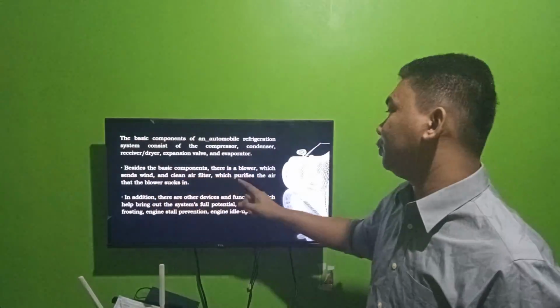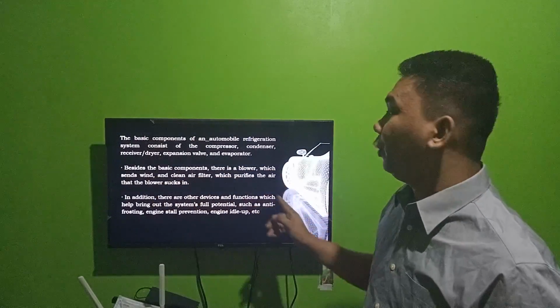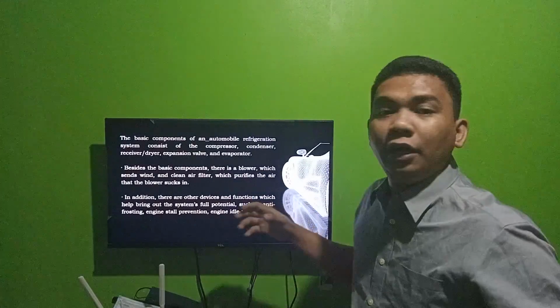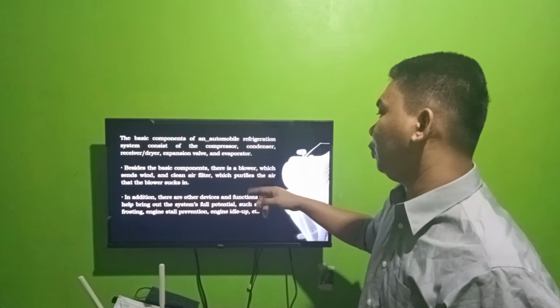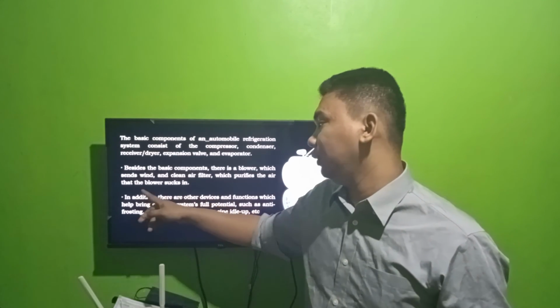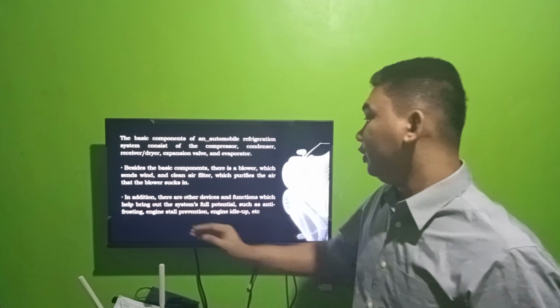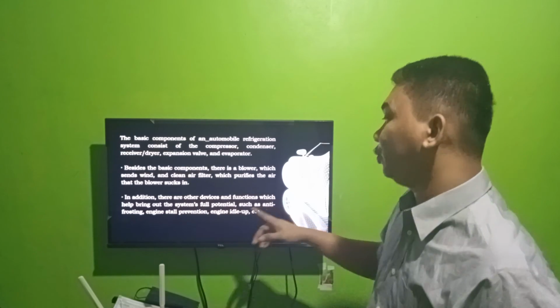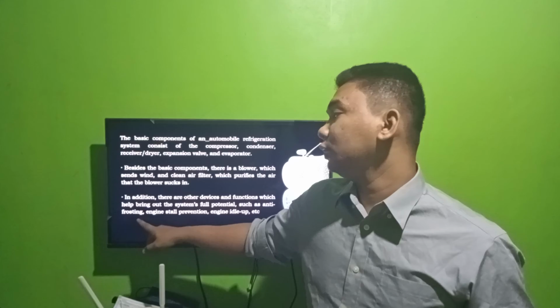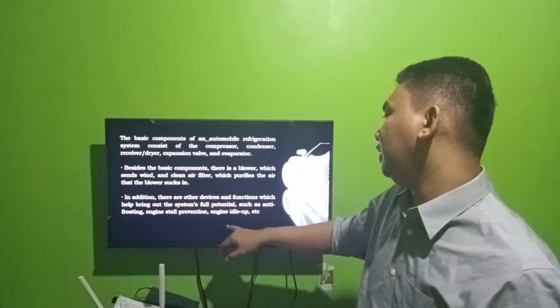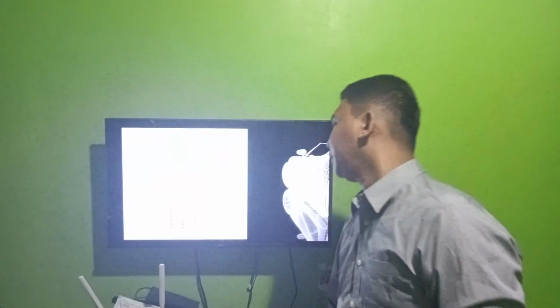Besides the basic components, there is a blower. The blower is what blows air inside the car, which sends wind to the clean air filter, which purifies the air that the blower sucks in. In addition, there are other devices and functions which help bring out the system's full potential, such as anti-frosting, engine stall prevention, and engine idle up. Engine idle up is a bit difficult to fix.